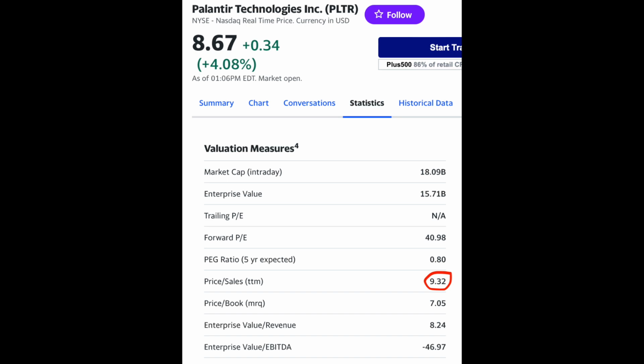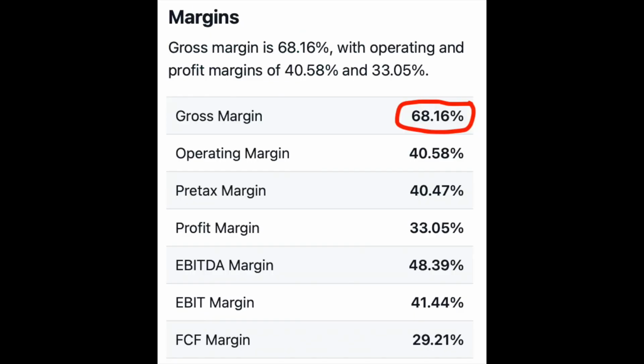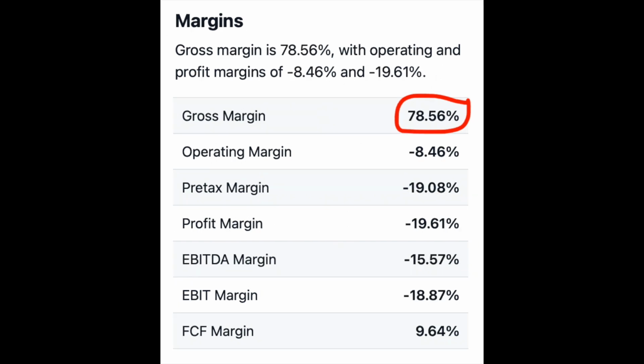Pltr currently has a 9 price to sales ratio, and if we look at a company like Microsoft, which is in tech and has a similar gross margin, Microsoft has a 68% gross margin and Pltr has a 78% gross margin, which is insane. It's a company with one of the highest gross margins out there.